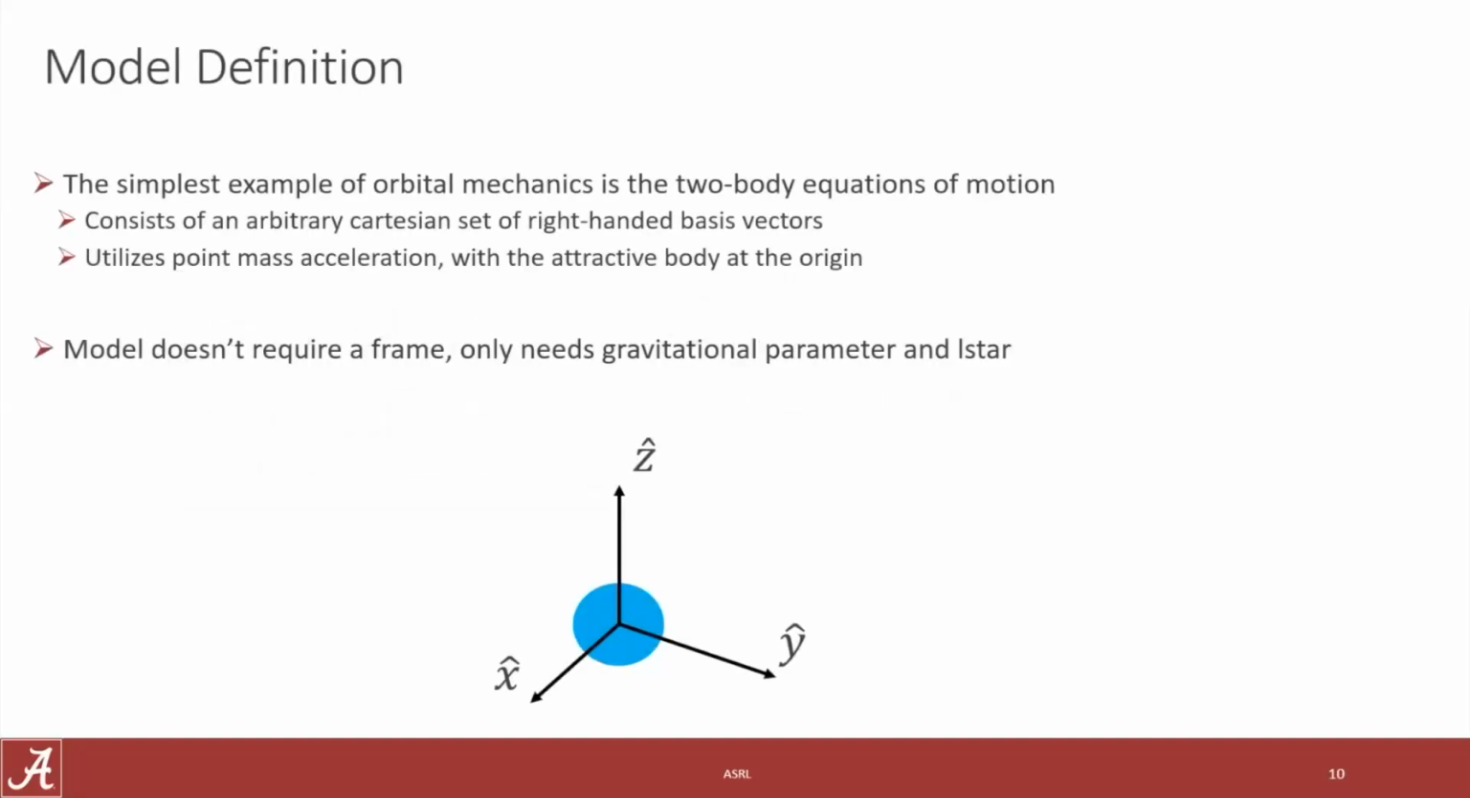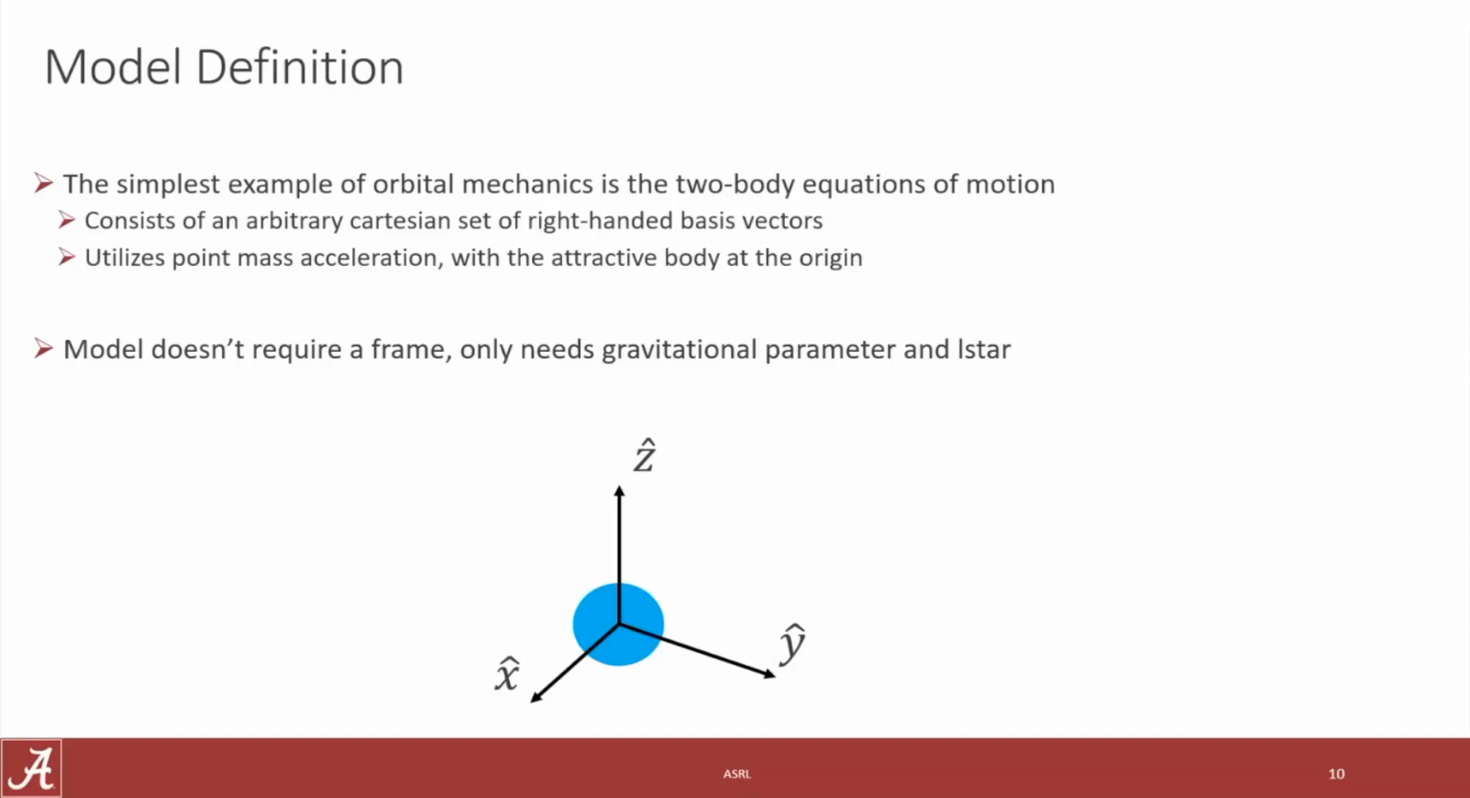We're first working in just the simplest orbital mechanics problem you can, essentially, the two-body model, the two-body problem. So it's a simple equation of motion. It consists right now of just an arbitrary Cartesian right-handed basis vector frame, because we're in an idealized model, so this isn't inherently aligned with any defined astrodynamics frame, but it is right-handed Cartesian. It utilizes point mass acceleration with the attractive body at the origin.